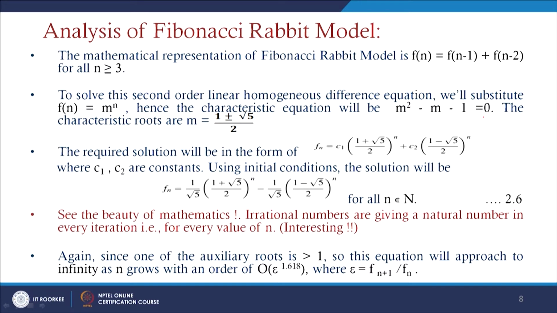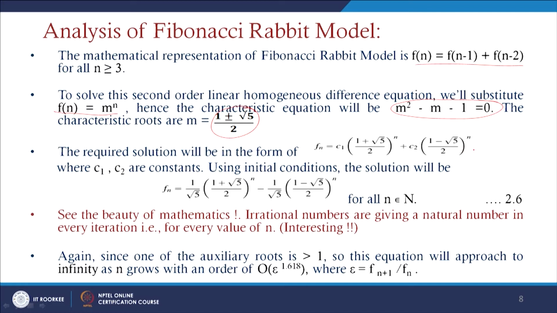Since directly if you just put f_n equals m to the power n in this equation, then we will have this equation. The roots of this quadratic equation will be in the form m equals (1 plus or minus root 5) by 2. And the required solution, whatever we have explained in the previous slide, can be represented as f_n equals c_1 times ((1 plus root 5) by 2) whole power n, plus c_2 times ((1 minus root 5) by 2) whole power n.